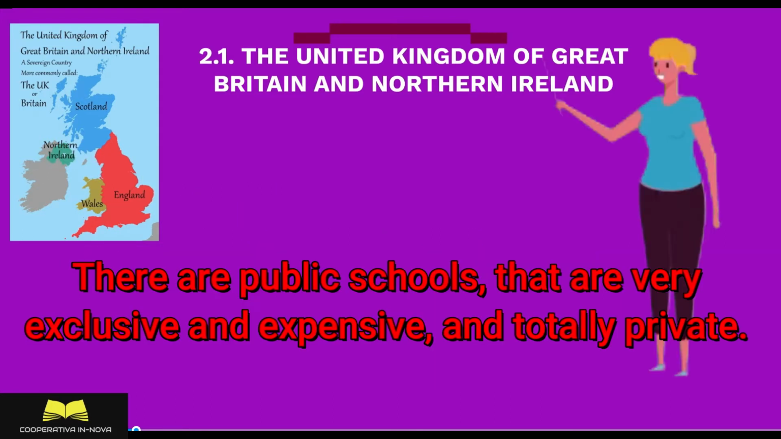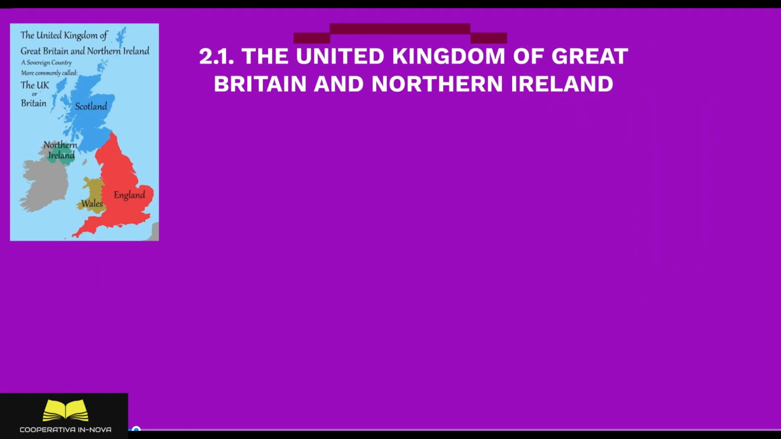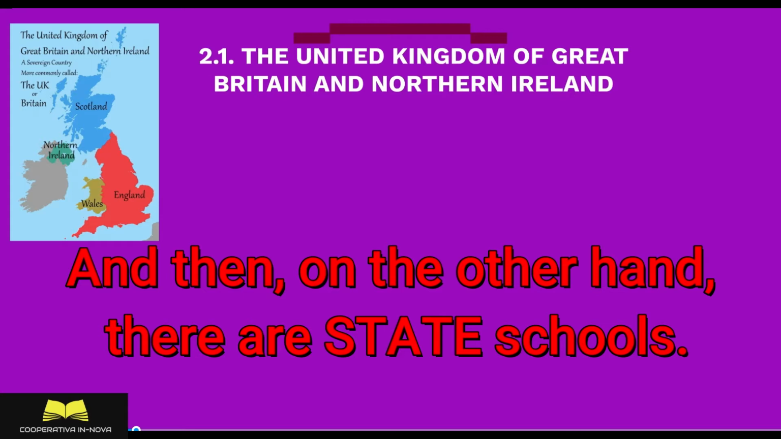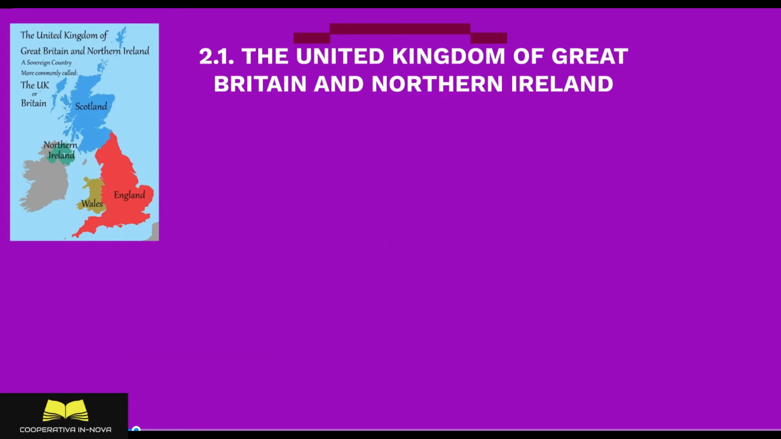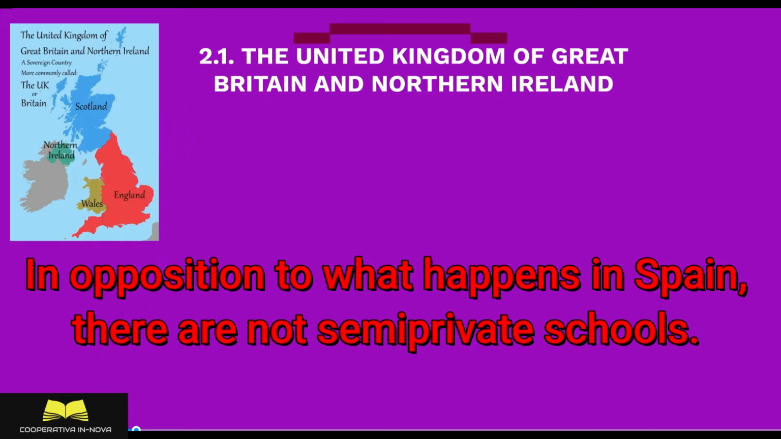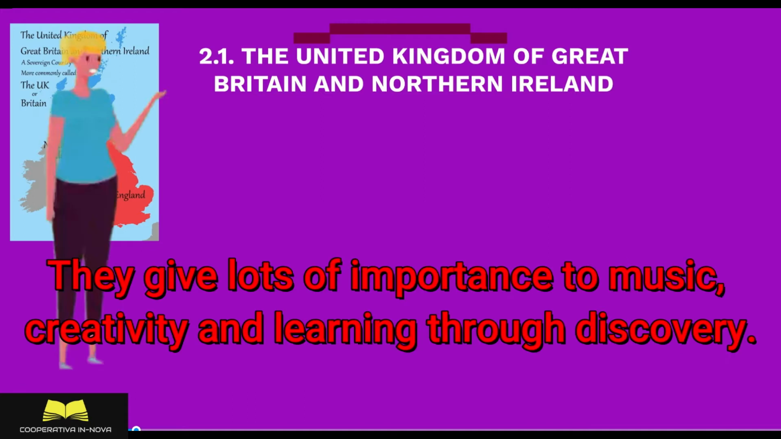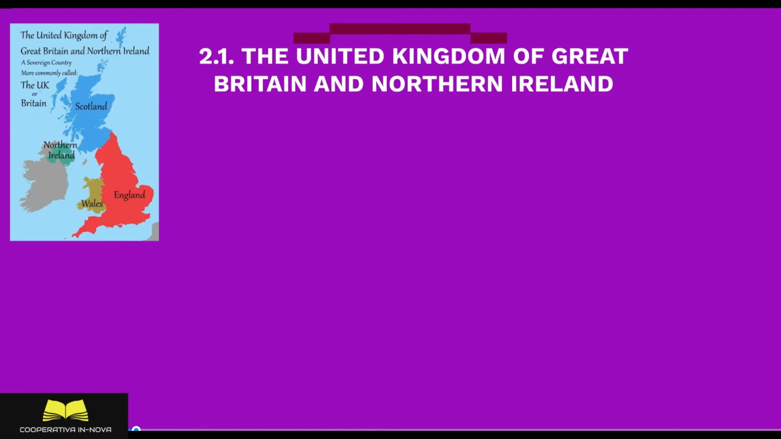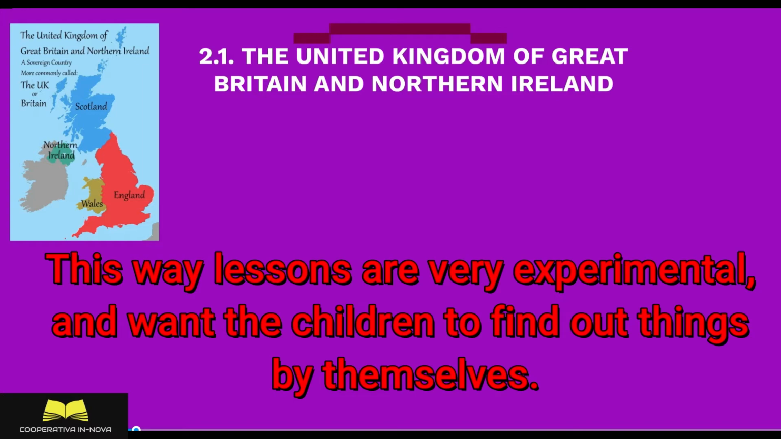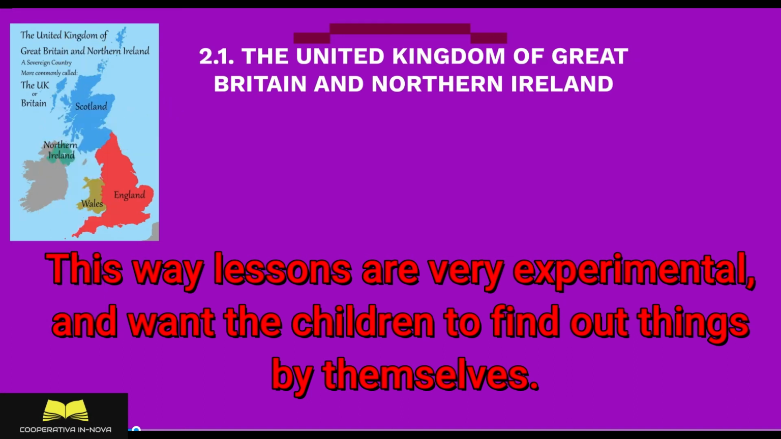There are public schools that are very exclusive and expensive, and totally private. And then, on the other hand, there are state schools. In opposition to what happens in Spain, there are not semi-private schools. Children must wear a school uniform both in the public and state schools. They give lots of importance to music, creativity and learning through discovery. This way lessons are very experimental and want the children to find out things by themselves.